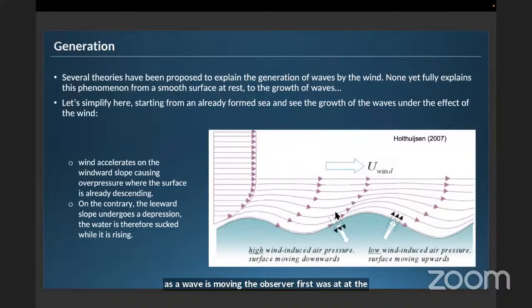So we have an increase in the descent motion. So we will increase this motion, and the other side of the wave is the same. If we have an observer over there, it was at the bottom, and now it's going towards the crest. And as we can see, we have a depression here, and so it's increased the motion of the wave as ascending. So this is a way that we can grow a wave from an already existing little wave.